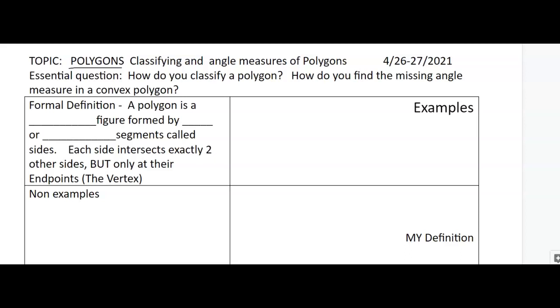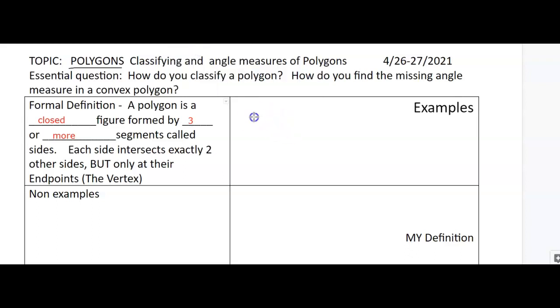Hey guys, today we're going to be talking about polygons. We're going to classify and find the angle measures of polygons, the interior and the exterior. So the formal definition of a polygon: a closed figure formed by three or more segments called sides. Each side intersects exactly two other sides, but only at their endpoints.